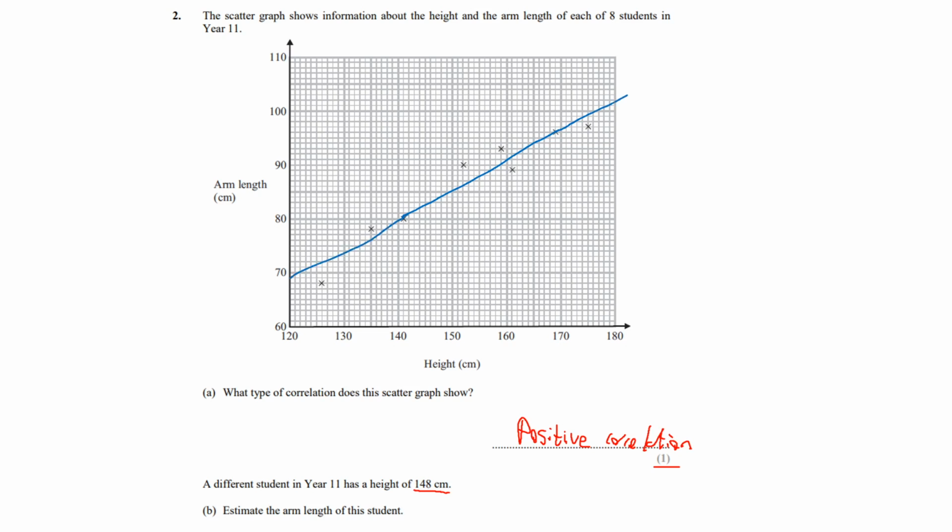Yeah, you know what? That's not too bad. Now we're told they have a length of 148. So let's go to 148, which is here. And now let's go up. And we can say with reasonable certainty that the arm length is 84 centimeters. And we did that by drawing a line of best fit and then reading the graph via the line of best fit.